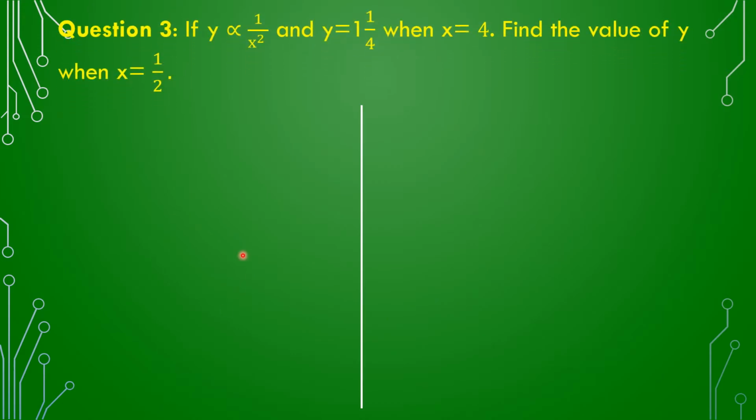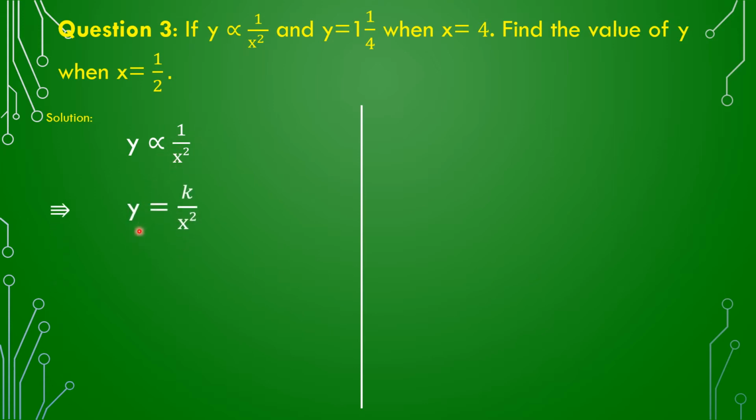So let's take the third question. We have treated 1 and 2 in part 1. The question says, if y varies inversely as the square of x and y is equal to 1/4 when x is equal to 4, find the value of y when x is equal to half. Now let's proceed. Y is inversely proportional to the square of x.